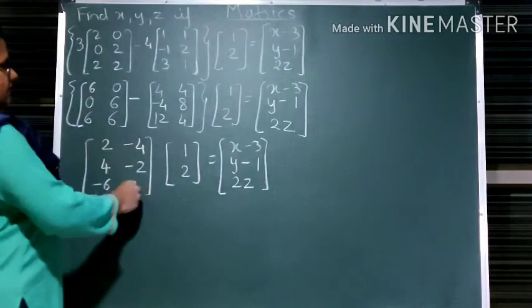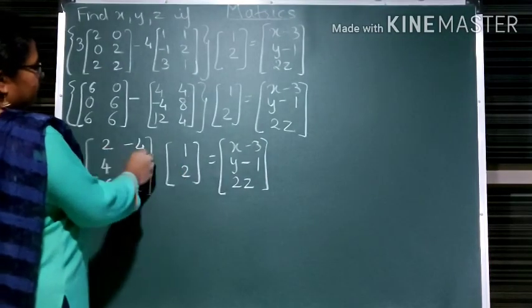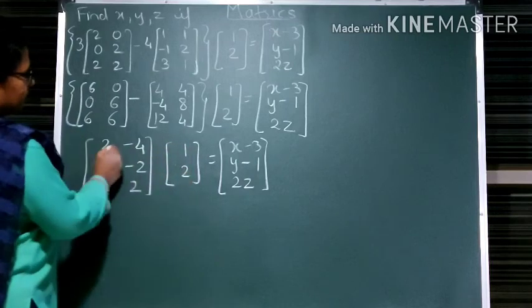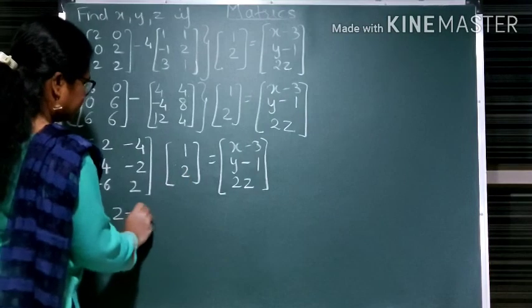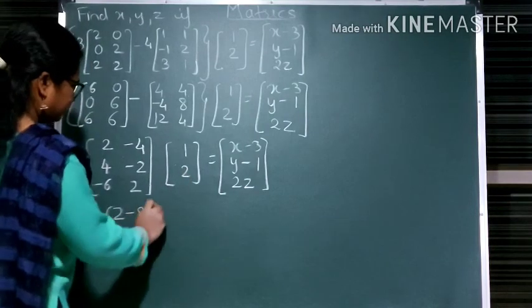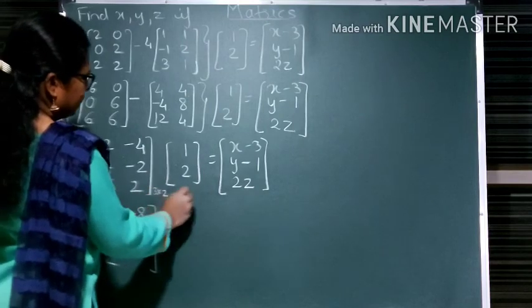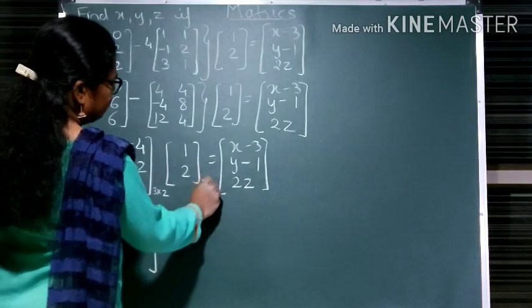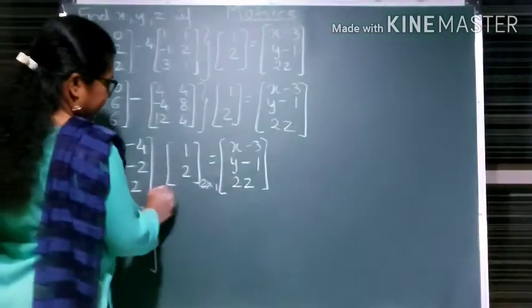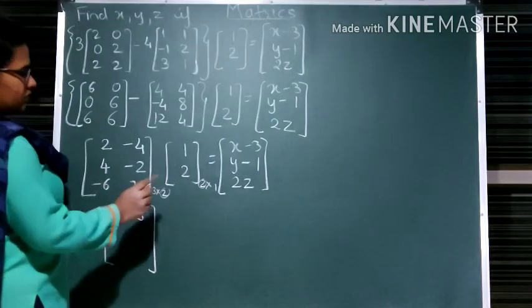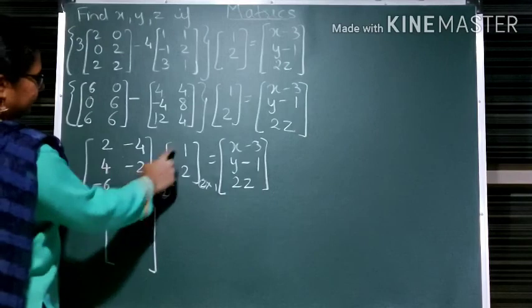Now here you can see this is matrix multiplication, this matrix into this matrix. So first row we will multiply by first column. So 2 into 1 is 2, minus 4 into 2 is minus 8. Now here if you observe, order is 3 by 2 and here order is 2 by 1. So row and column are equal. What will be the order of the new matrix? 3 into 1. So there will be 3 rows and only 1 column. So first row first column, then second row this column.